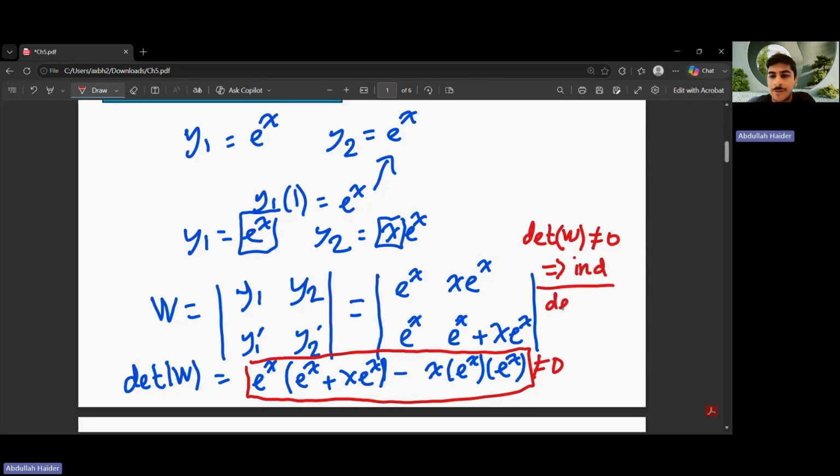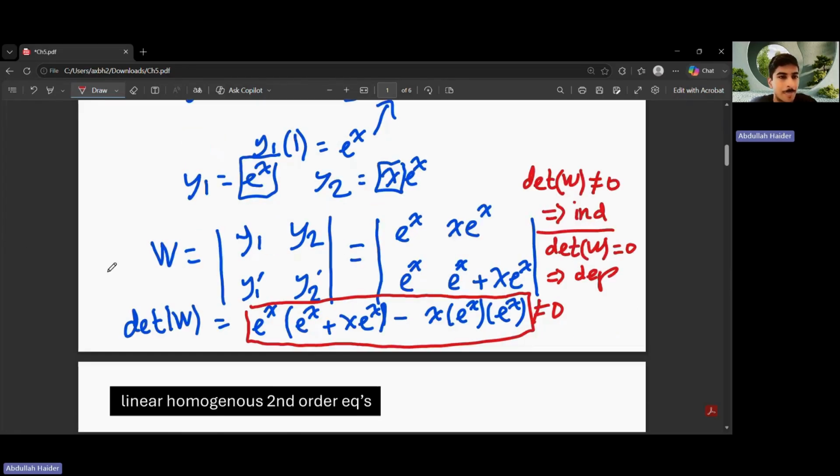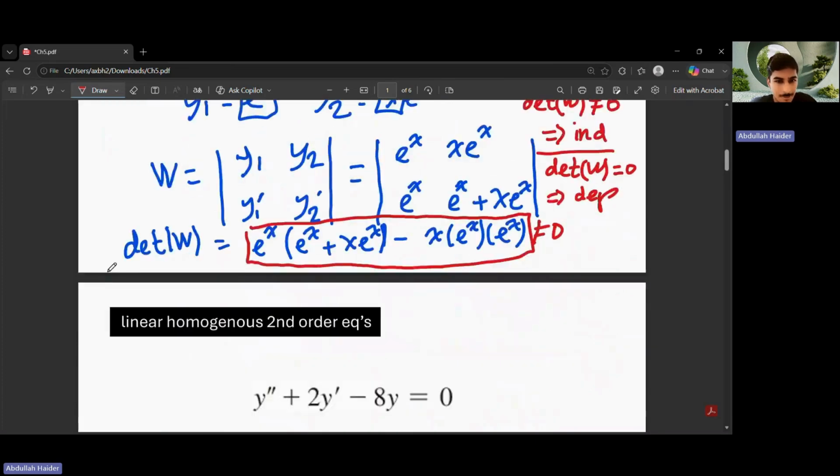And if the determinant of the Wronskian is equal to 0, then you'll have a dependent solution. For now, you don't need to know this in much detail, but just to give you an overall idea of why we cannot have two exact same solutions, why we cannot have e^x and e^x. So that's why we have to put an x here to make the solution independent. And that is it for the linearly independent solutions.